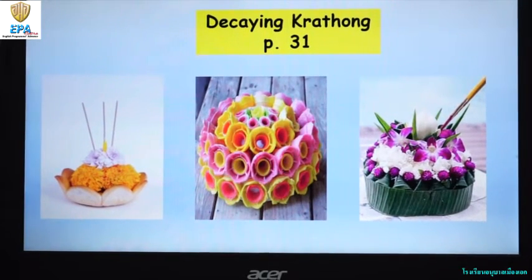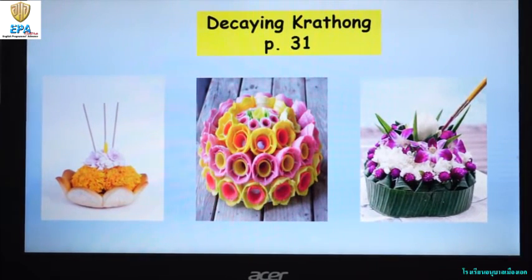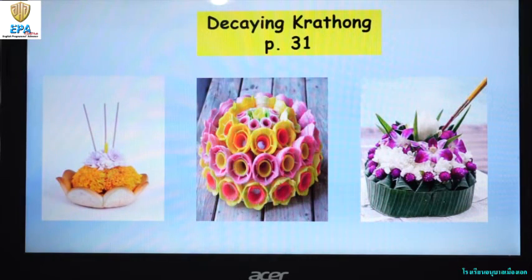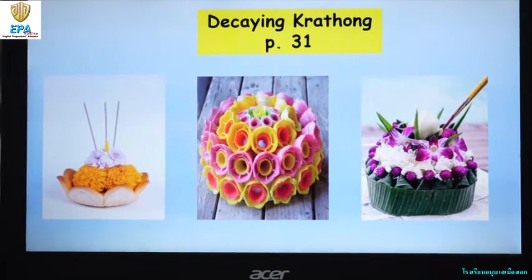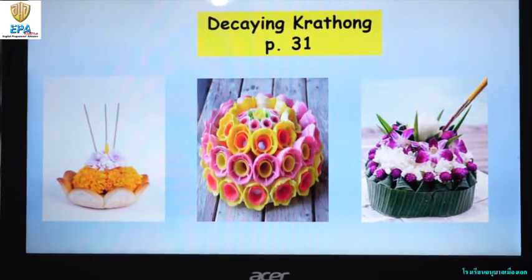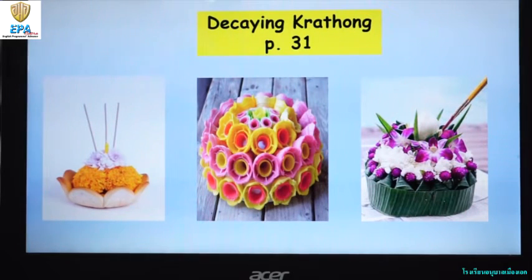Today's lesson, kids, is all about decaying kratom. Decaying kratom means these are the kind of kratoms that can decompose. They can be rotten. This activity or lesson is on page 31 of your science book.